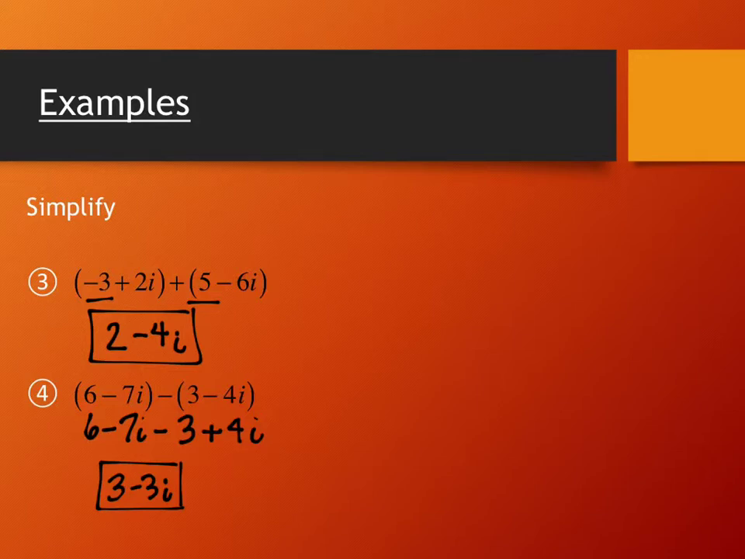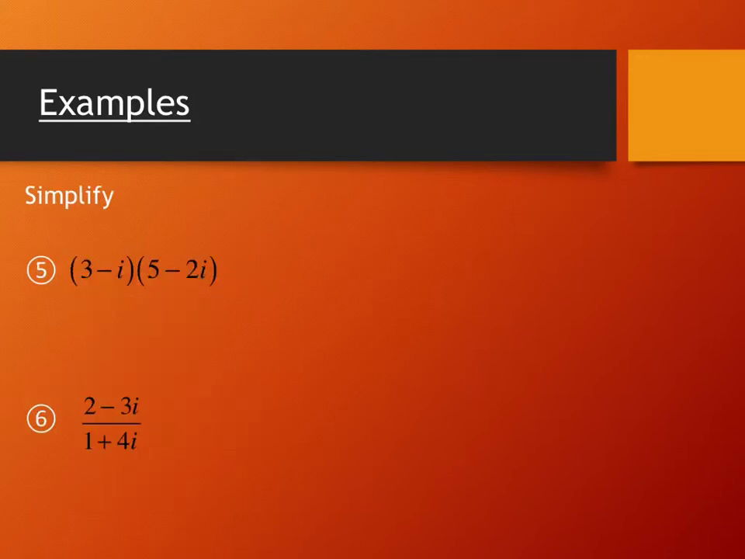Multiplication and division are also very similar. There is a catch on them that makes it look a little different. So let's start with multiplication. Multiplication, we're going to FOIL, just like we did with binomials, right? First terms, 3 times 5 is 15. Outside terms, 3 times -2i would be -6i. Inside terms, -i times 5 would give me -5i. And the last terms, -i times -2i would give me +2i squared.